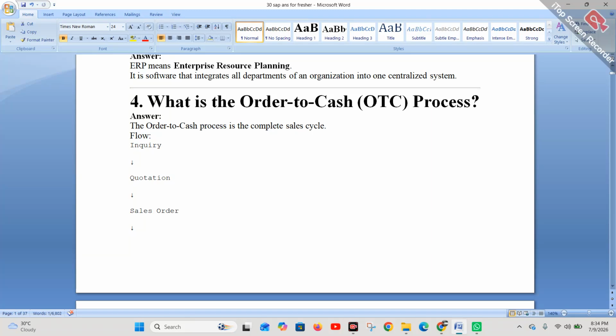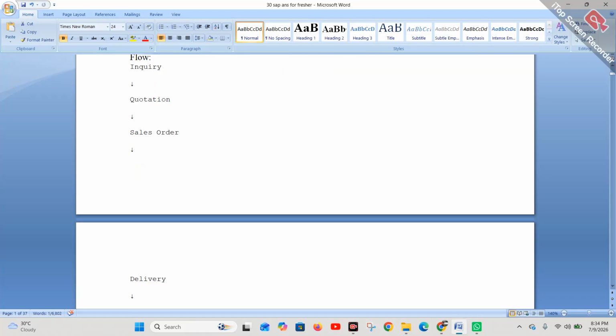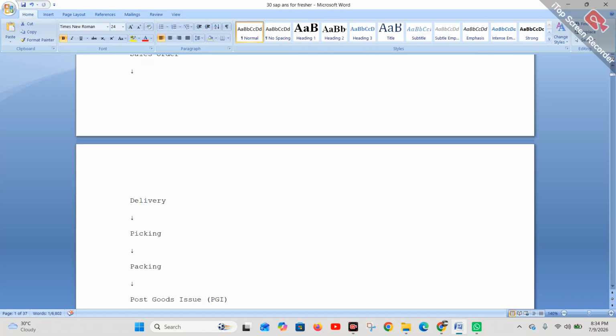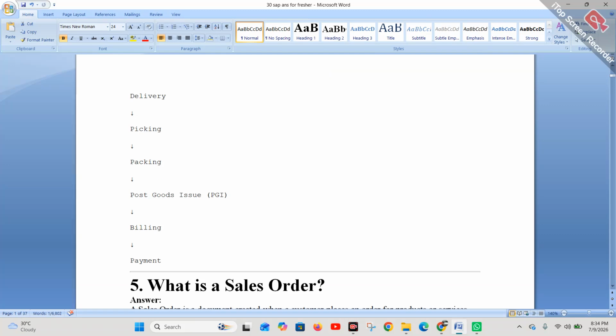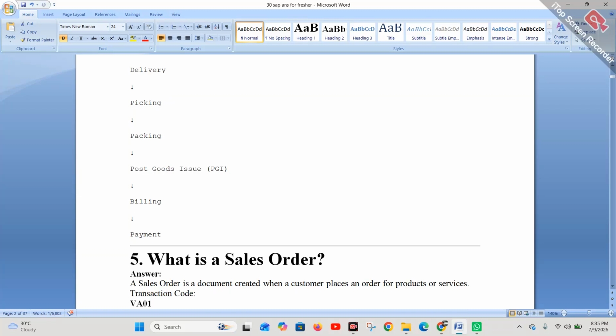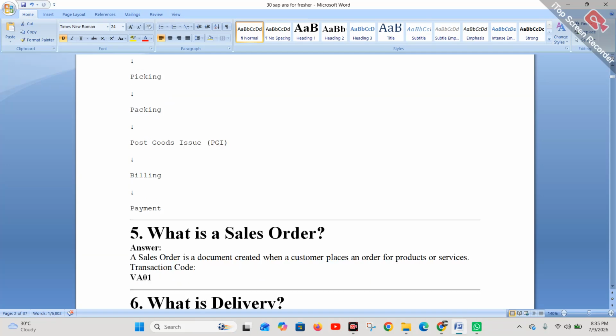The commonly asked question: what is the OTC process or O2C process? The order to cash process is a complete cycle. It includes the inquiry, quotation, order, delivery, picking, packing, billing, payment. This is the complete flowchart given in the answer. I am giving the question and answer. You can take a screenshot along with this while the video is going on, so it will be helpful for you to note down the answers properly in the proper sequence.